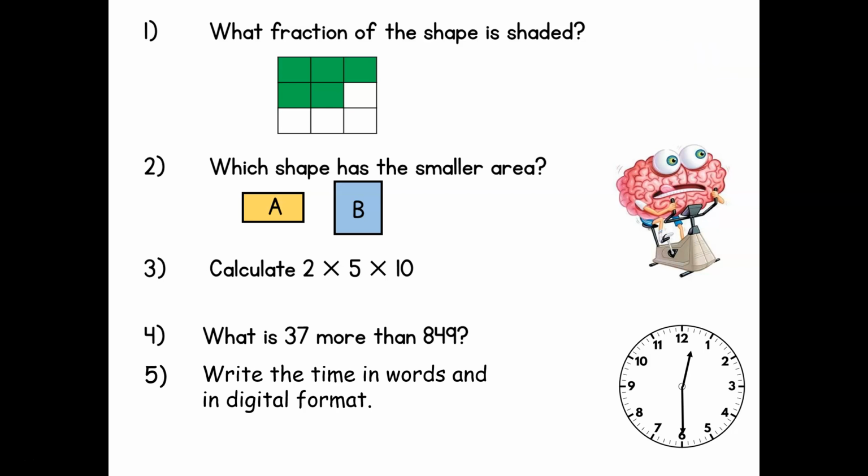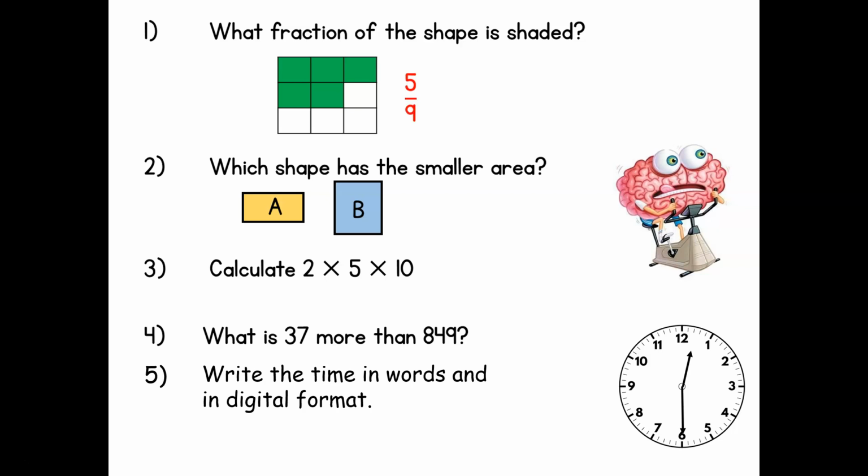Question 1 asks, what fraction of the shape is shaded? We can see altogether there are 9 squares. Our denominator will be 9. 5 of those squares are shaded, so the numerator is 5. The fraction of the shape that is shaded is 5/9.